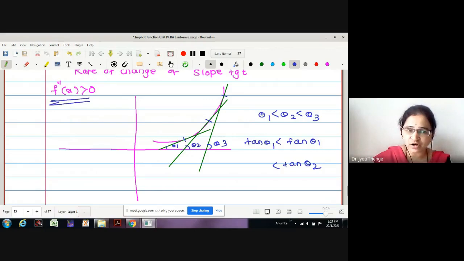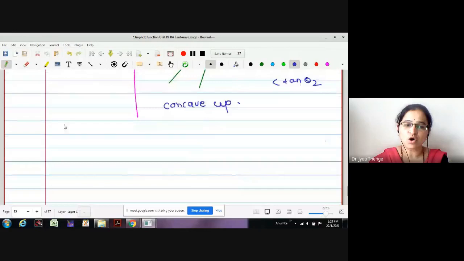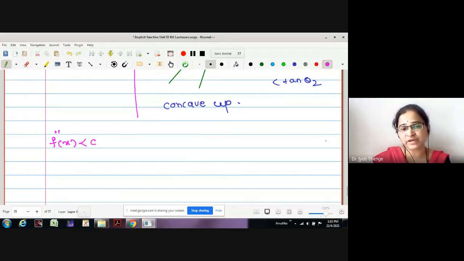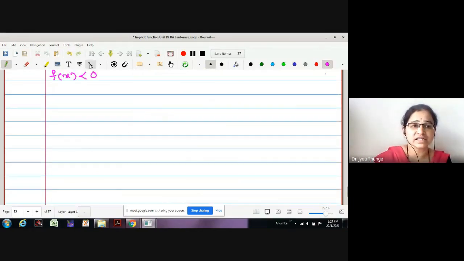So whenever second order derivative is greater than 0, the nature of the curve is concave up. And whenever we write f double dash of x is less than 0, that is, the rate of change of slope of tangent is decreasing. That is, the slope of the tangent is decreasing. Let us check how.